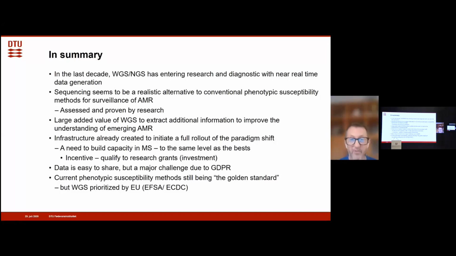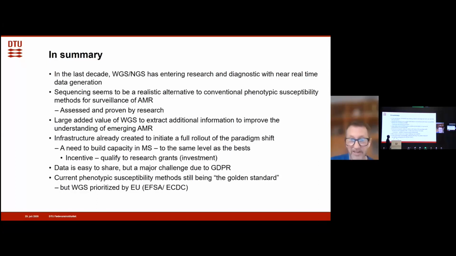Data sharing is easy, but we still face major challenges in the EU because of the GDPR. Right now, the current methodology of phenotypic susceptibility testing is the gold standard, but we are convinced that whole genome sequencing will be the future, at least in the EU. We have now been tasked both by EFSA and by ECDC to start setting up capacity building for labs in both the public health and the veterinary and food sector.